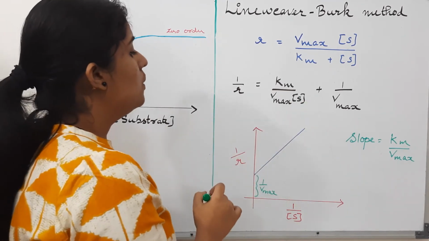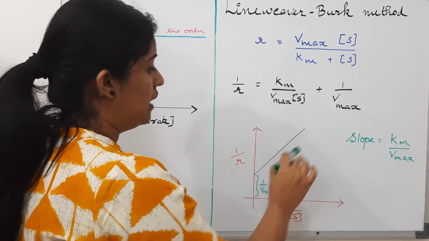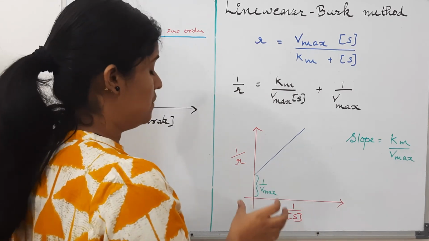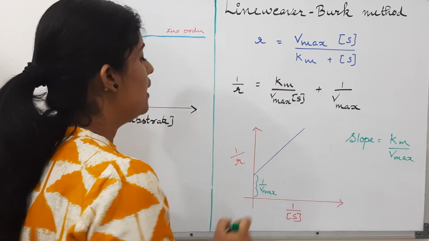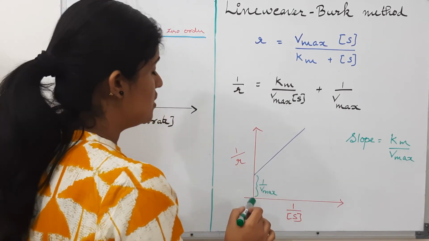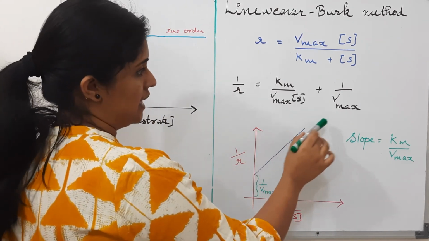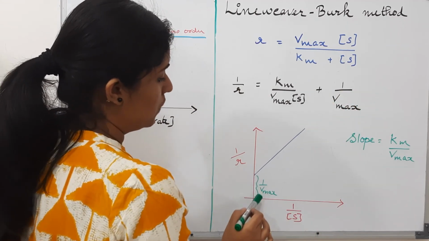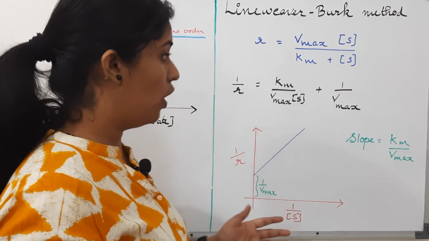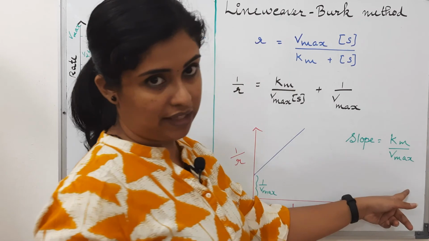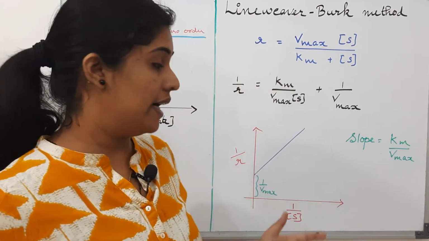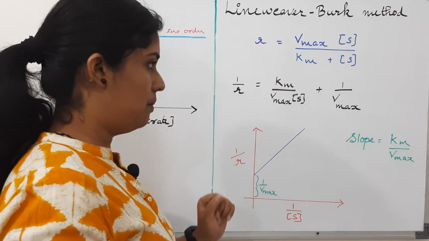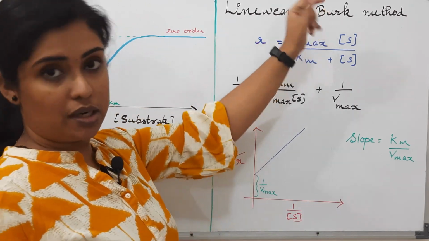So I can plot this graph linearly in this way, which is between 1 by R and 1 by substrate concentration, and my intercept of this graph is y equal to mx plus c. So the c value is intercept, that is 1 by Vmax, and m is the slope, which is Km by Vmax in this case. So from the slope and the intercept, you can easily find the values of Km and Vmax using the Lineweaver Burk method.